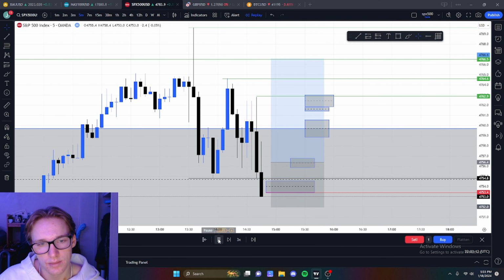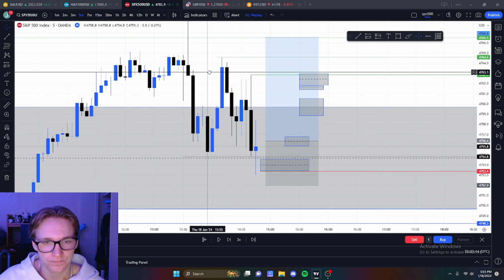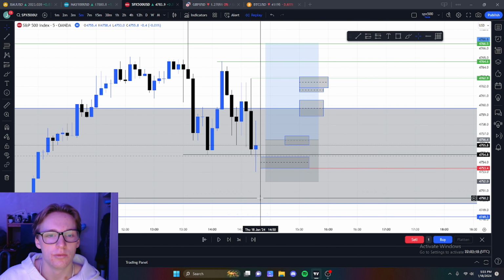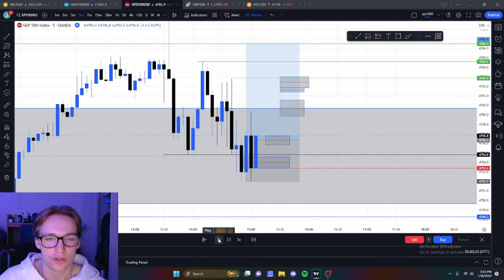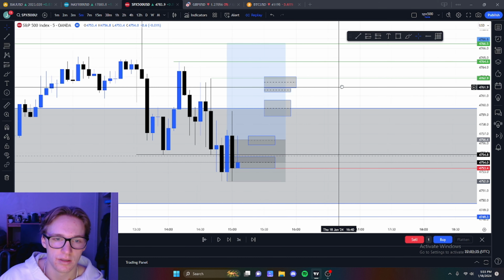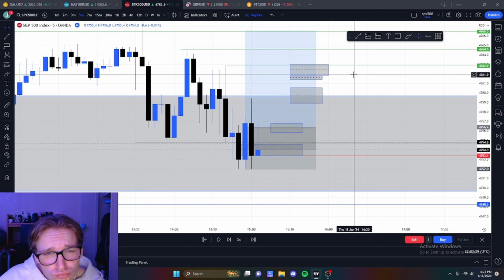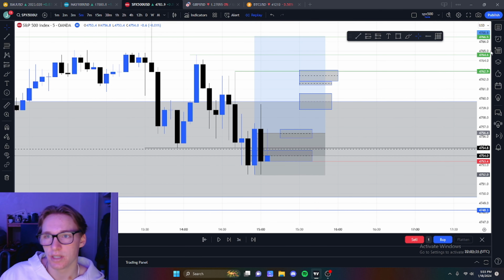So we end up sweeping the low right here. And we get a good reaction from it also. We end up just wicking it. So at this point, I look for an entry for longs. And let's see, what was that? Not too sure. Well, I haven't entered yet.